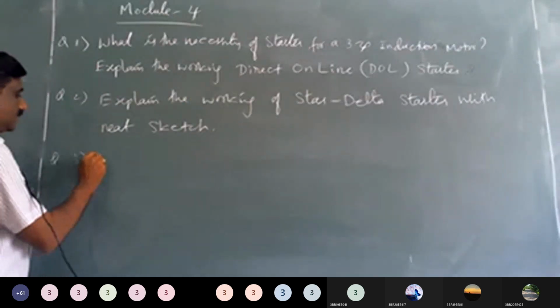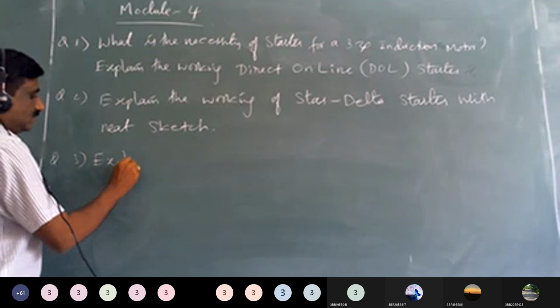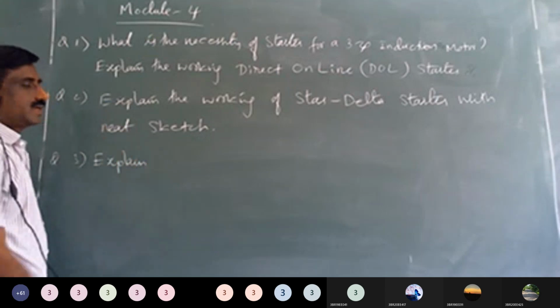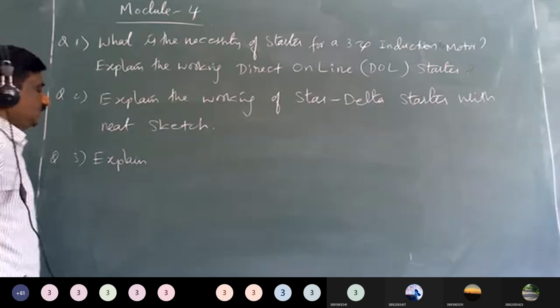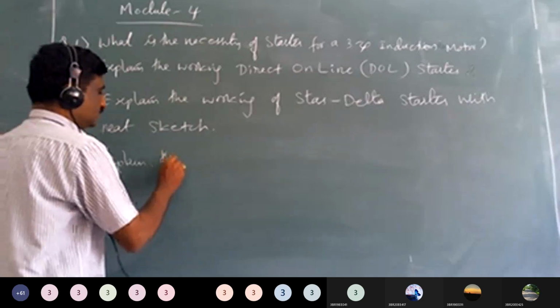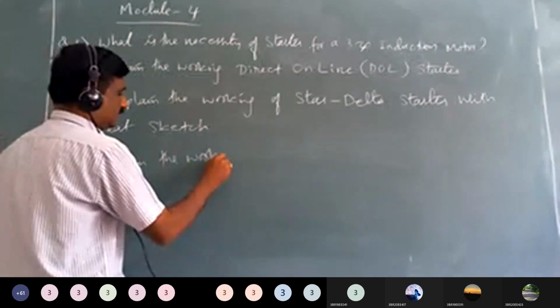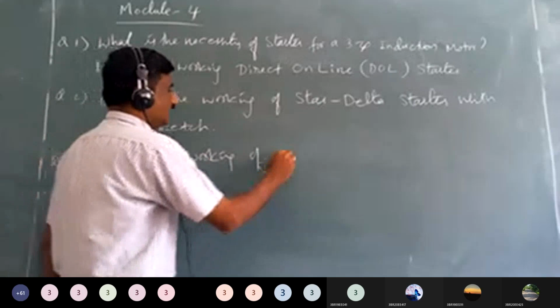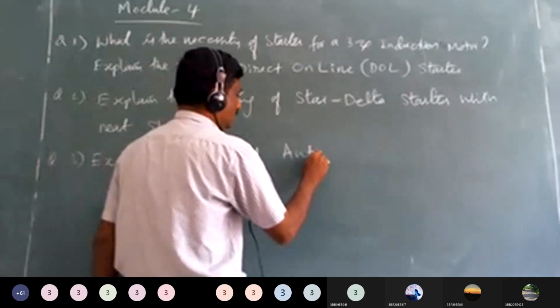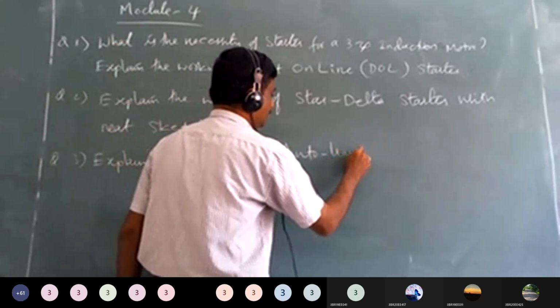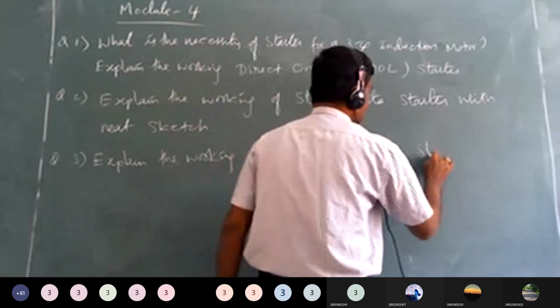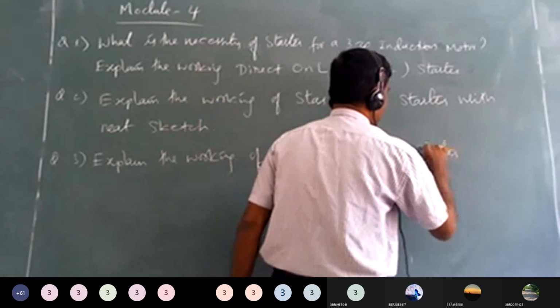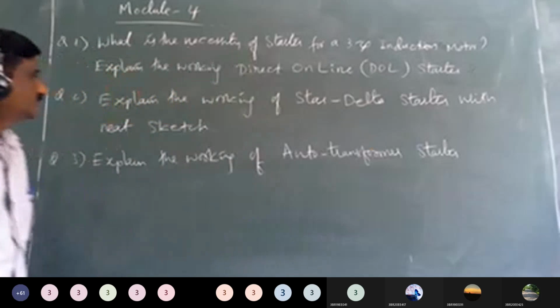Question number 3. Explain the working of auto transformer starter. So write down, these are part of third assignment questions actually. Three questions.